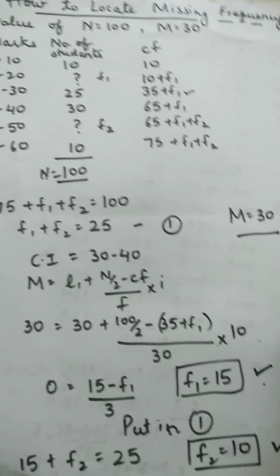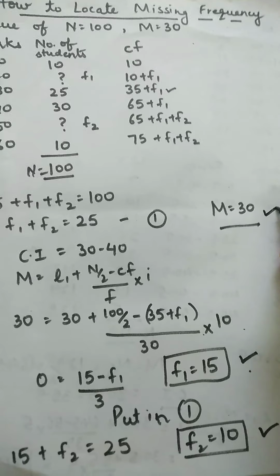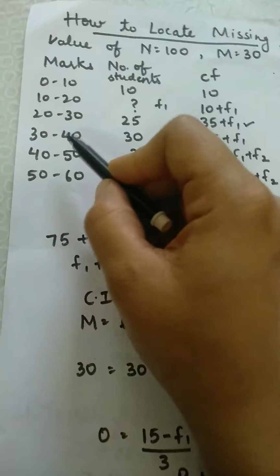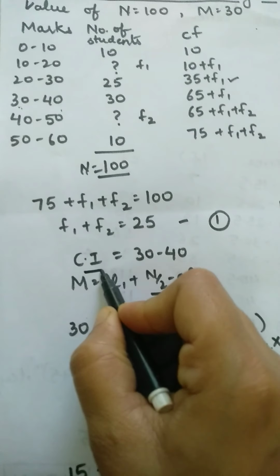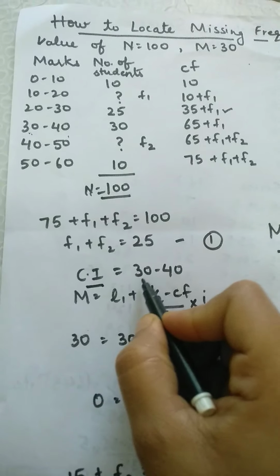Along with that, we are given the value of median as 30. That means the marks 30 over here, so we will consider this class interval, 30 to 40. CI is used for class interval. So this is our range, 30 to 40.